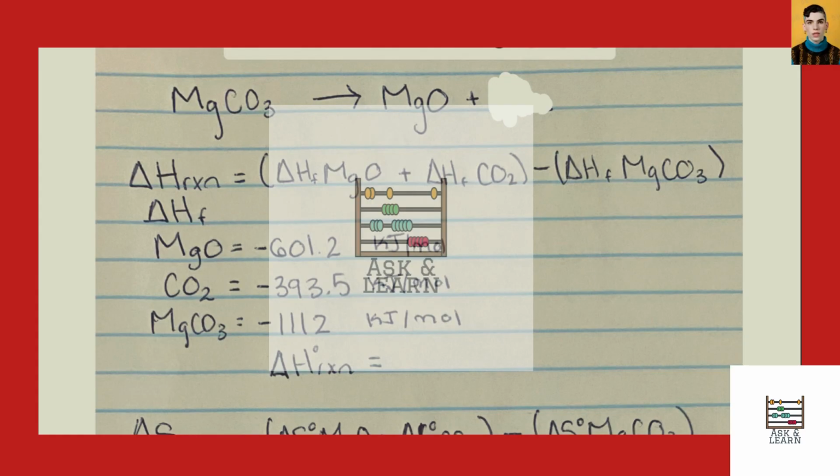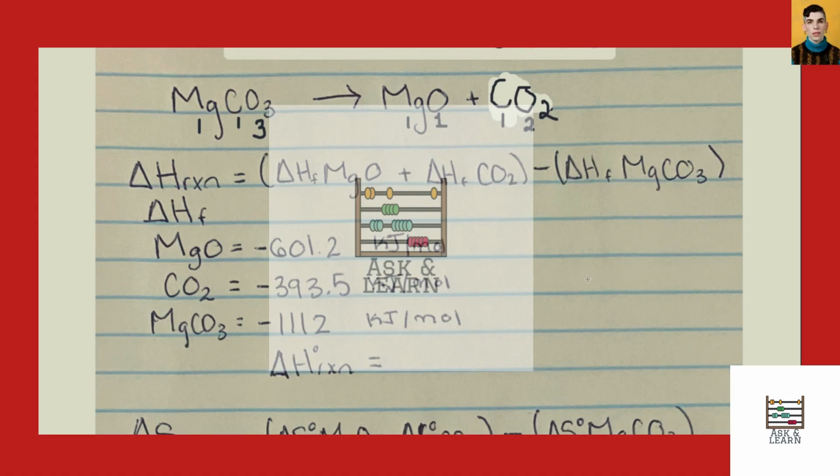It's going to be some type of waste product, so the best bet is CO2. Let's check if that will balance our equation. We have 1 Mg on this side, 1 Mg on this side, 1 C on this side, 1 C on this side, and then we have 3 O's. We have 1 O here and 2 O's here. So this equation is balanced.